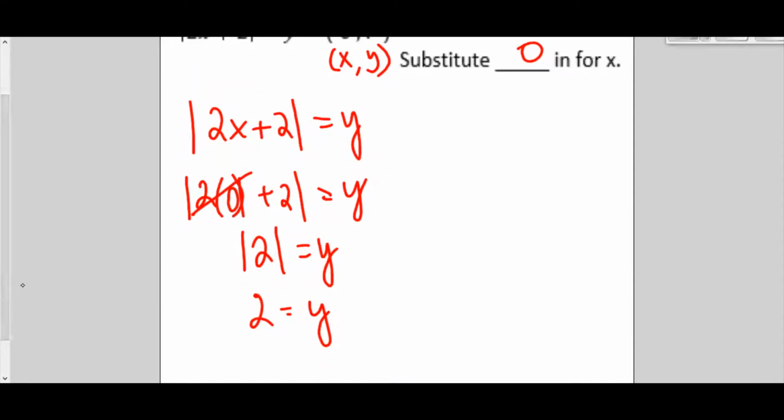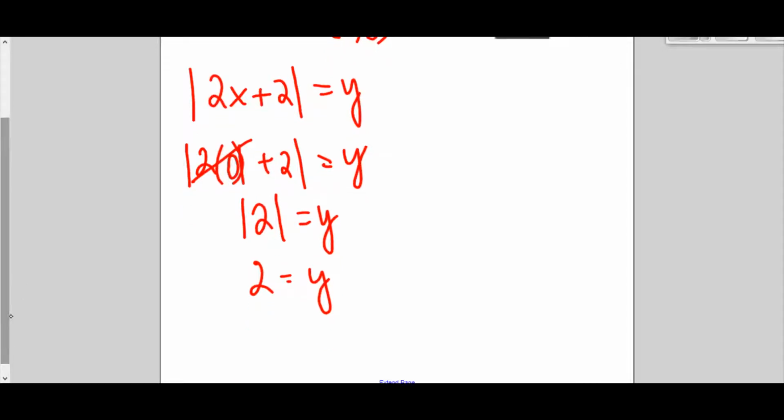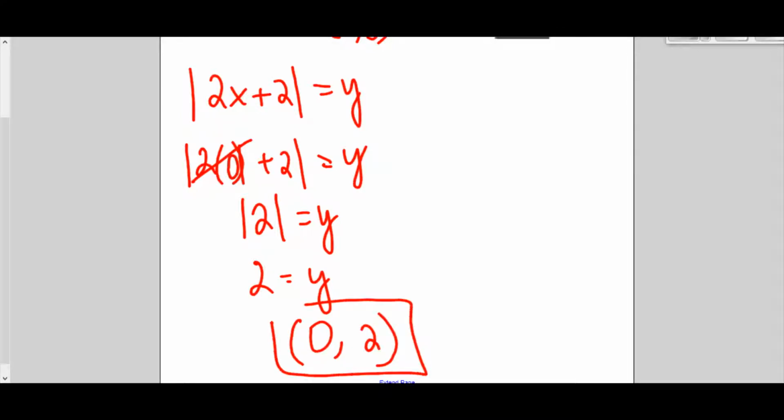So I'm going to write my answer as an ordered pair, just like we did earlier this year. The ordered pair would be 0, comma 2. So this is the ordered pair for that one, 0, comma 2.